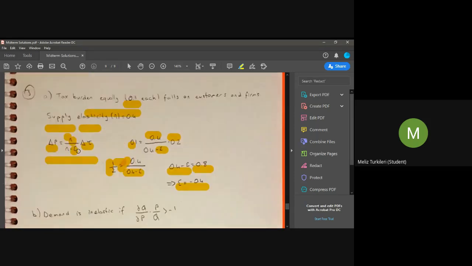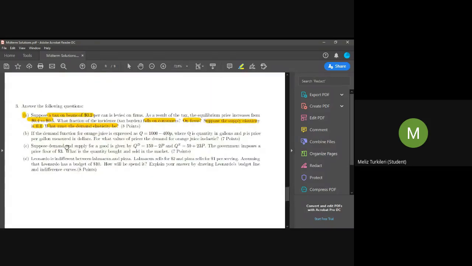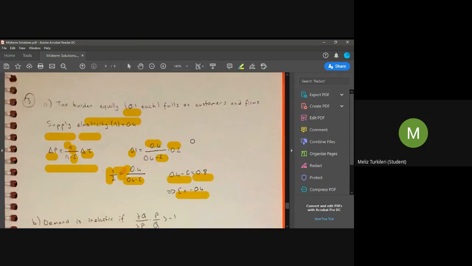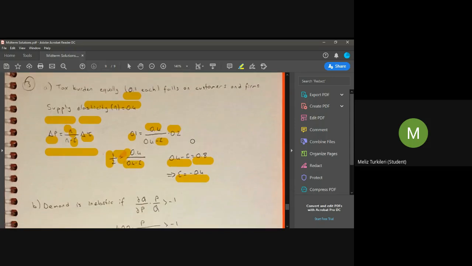What it asks for the B section, check one more time. If the demand function for orange juice is expressed as quantity of demand equal to 1000 minus 40p, where Q is the quantity in gallons and P is price, for what values of prices is demand for orange juice inelastic? You need to think about inelasticity.